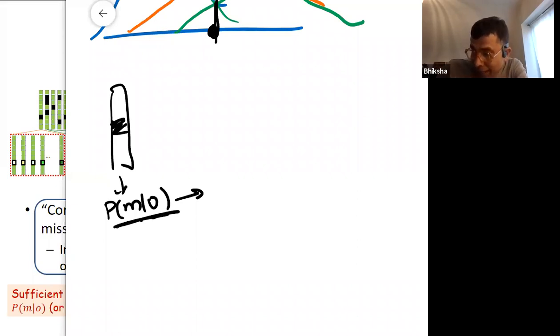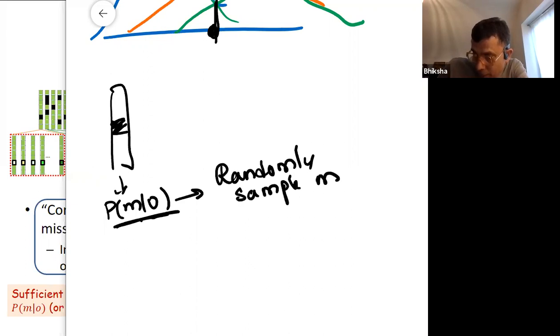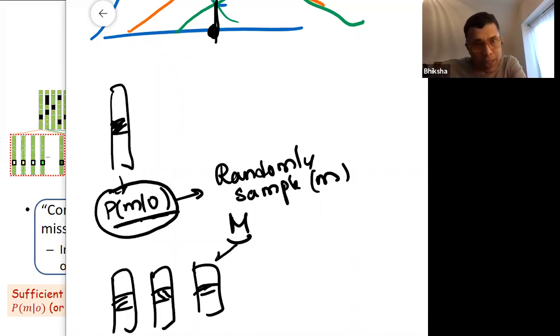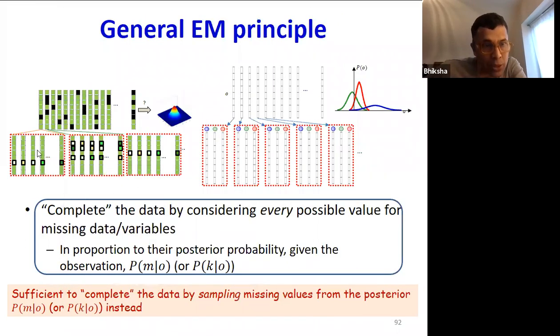And then from this, I can randomly sample M, the missing values, some large number of times. And when I sample it, this guy is going to get filled in with different values. And each of these values has been obtained by sampling this distribution. And so instead of trying to work out the mathematical formulae, I can fill in the missing values by sampling this a posteriori probability distribution to complete the data.